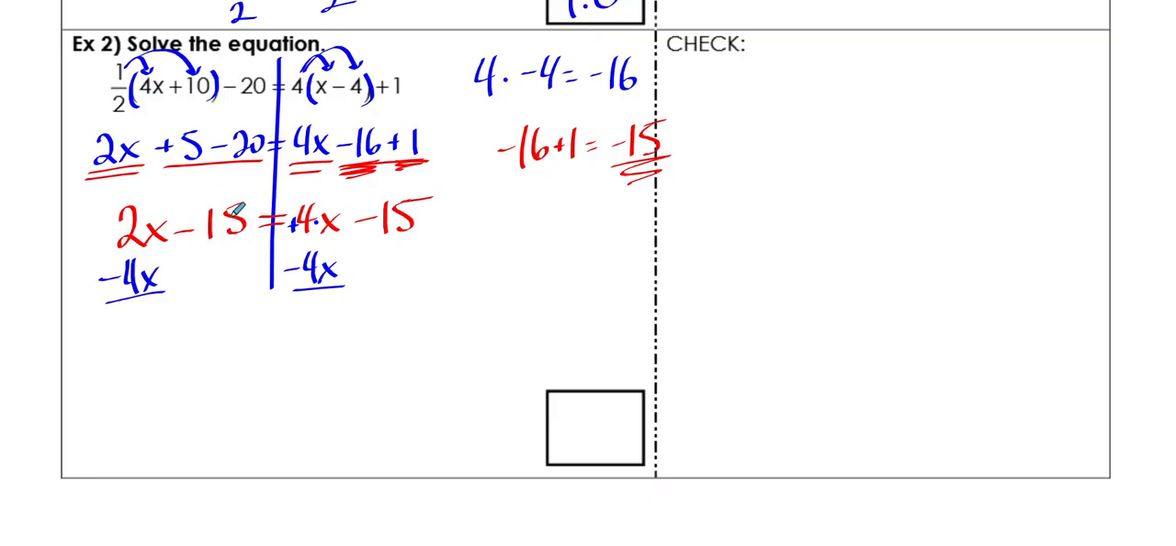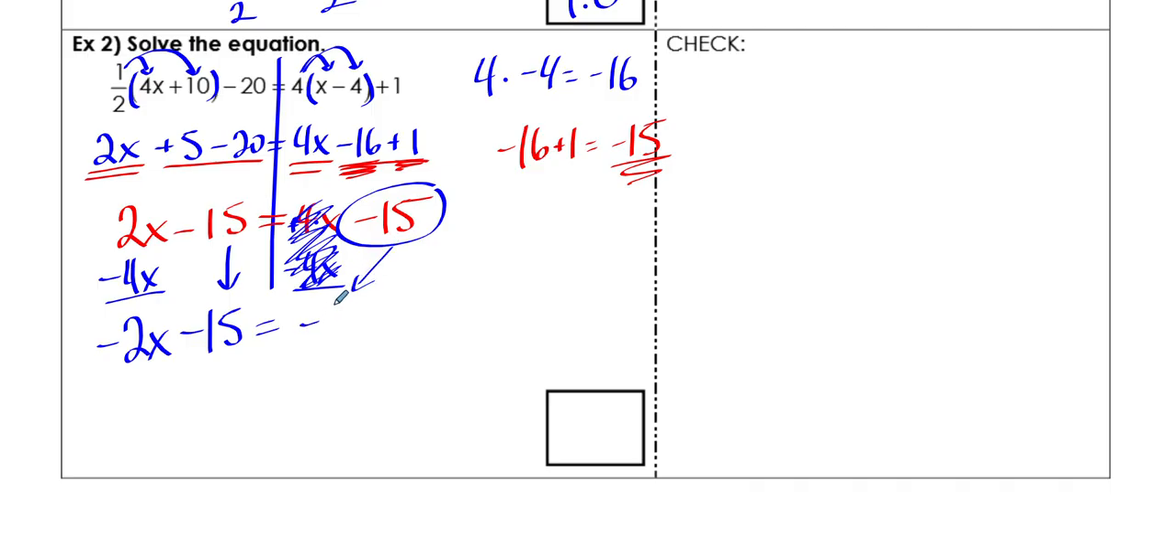This is not going to be affected by that. These have x's, so we can put those together. I can't do anything with this right now, so that minus 15 comes down. That cancels out. That gives me negative 2x. This cancels out. The only thing left on that side is that negative 15.